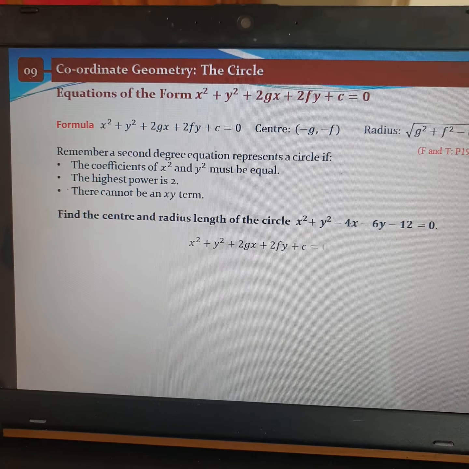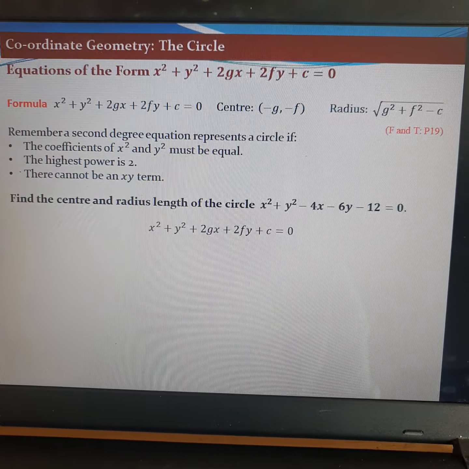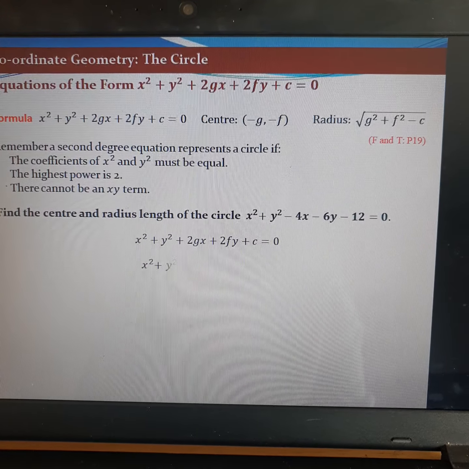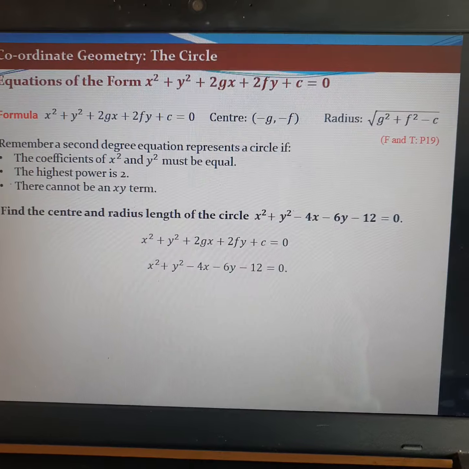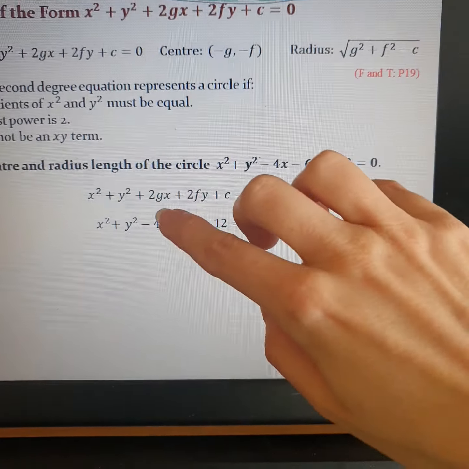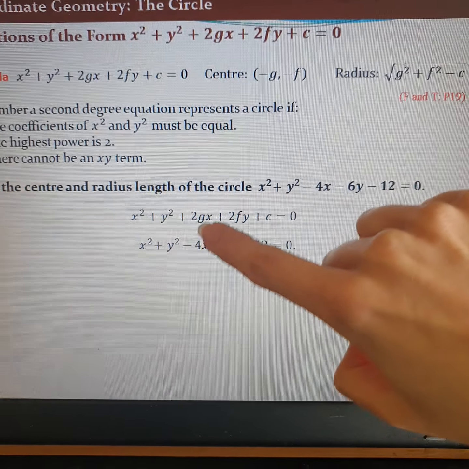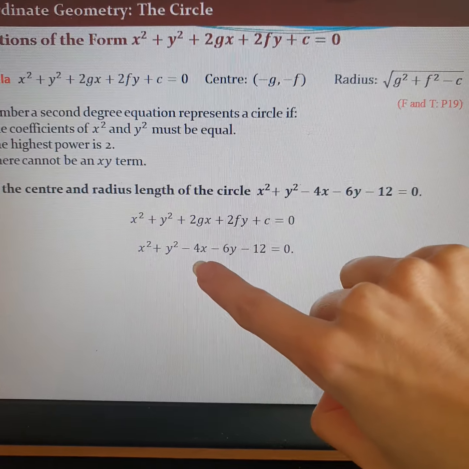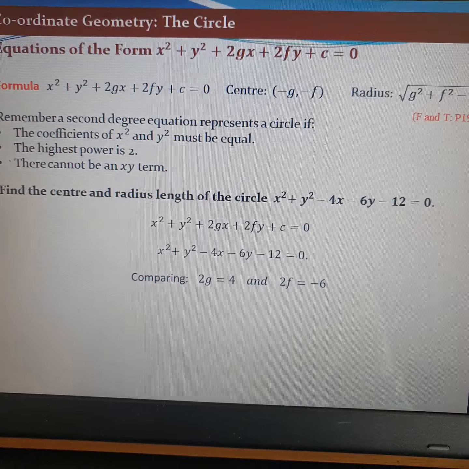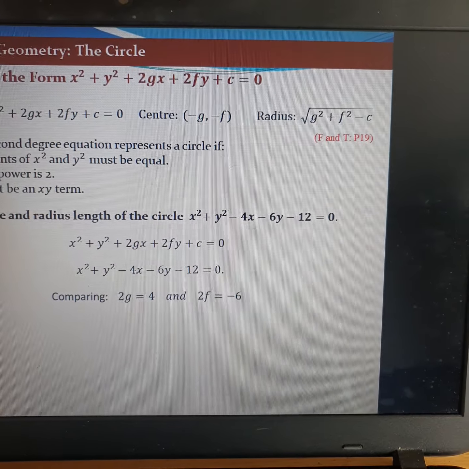Okay, so let's write down x squared plus y squared plus 2gx plus 2fy plus c is equal to 0, and let's find g and f first of all. Directly underneath that, I'd write out the equation that I'm given. Now, what can we say? Let's look at what we have here. That corresponds with that. We could put down here that 2g is equal to minus 4, because the x's kind of cancel if you look at it like that. So we're comparing, and we can have 2g is equal to minus 4.